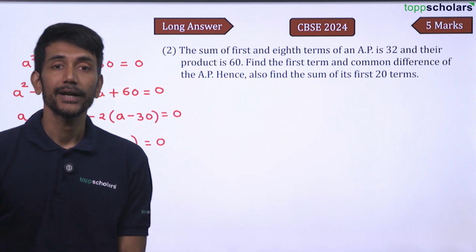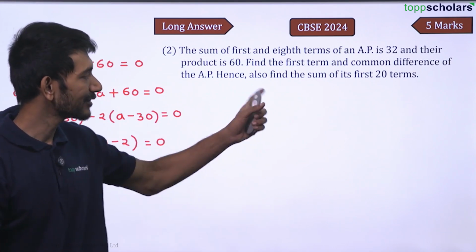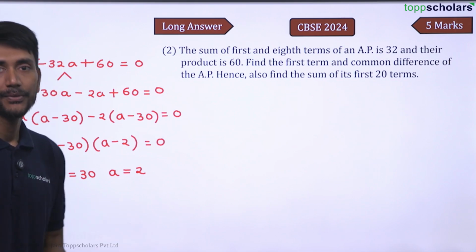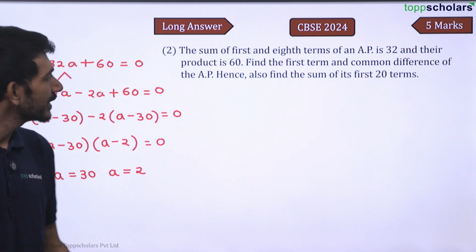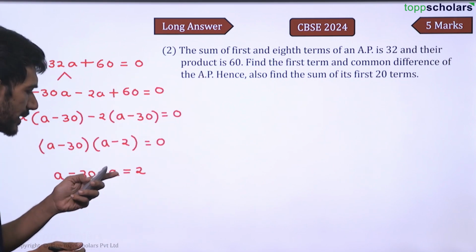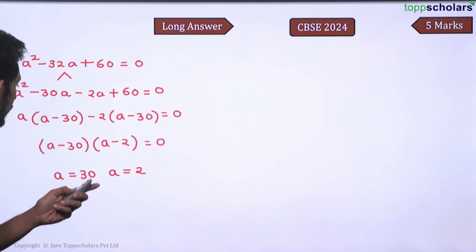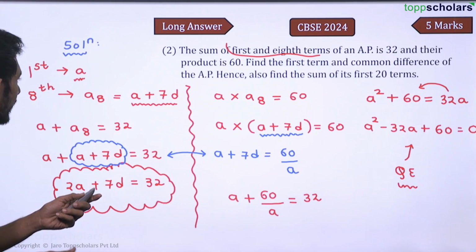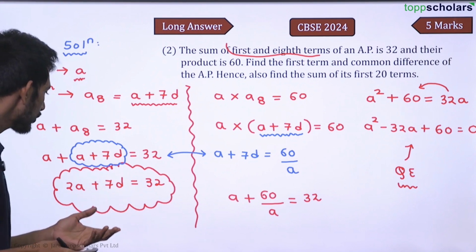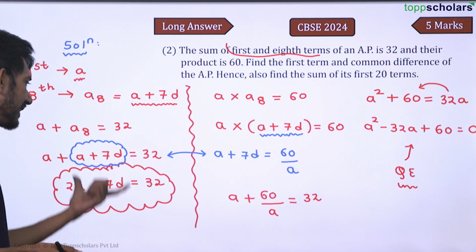Okay, so the question was find the first term. Finally we have got the first term, but we have got two different first terms. One is 30, other is 2. So again we need to have two different D, right? So common difference, we are also supposed to find out the common difference. Now understand. Now to find out the common difference, what you will do, you can put it in any of the equations.